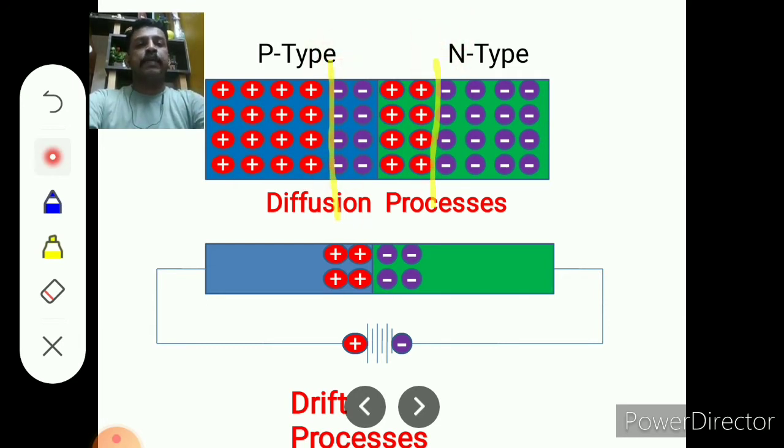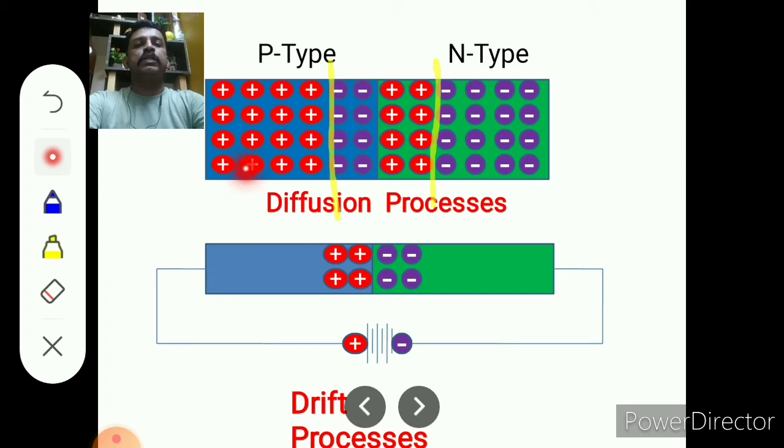At the same time, here we consider that there is a negative charge, and here a positive charge. So this region works like a barrier potential. Here it works like a positive and negative plate. This region works like a positive plate, and therefore it works like a barrier potential. Now next, diffusion means the charge carriers move from higher concentration to lower concentration.